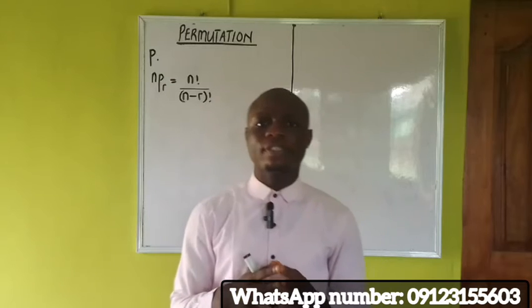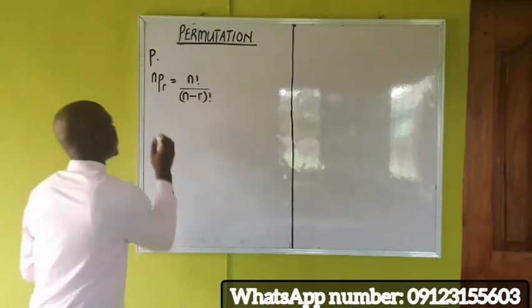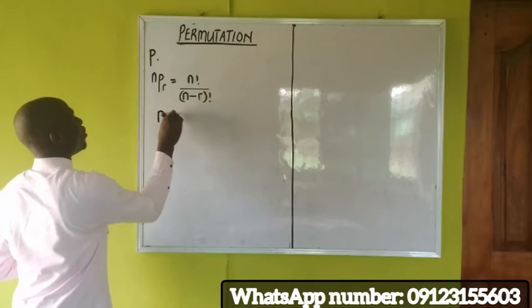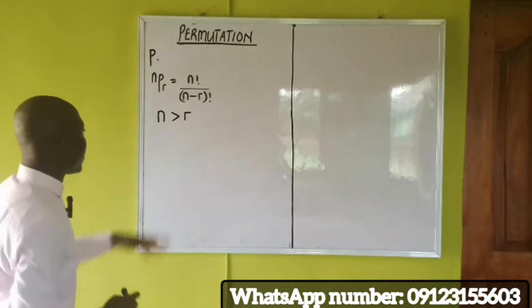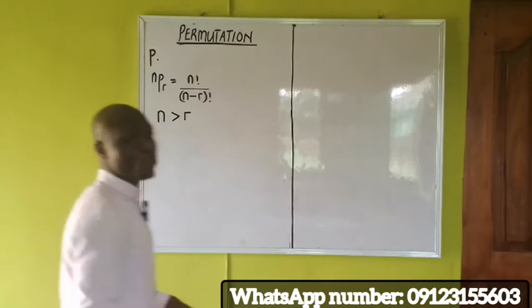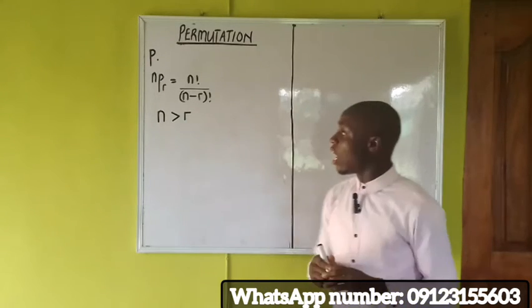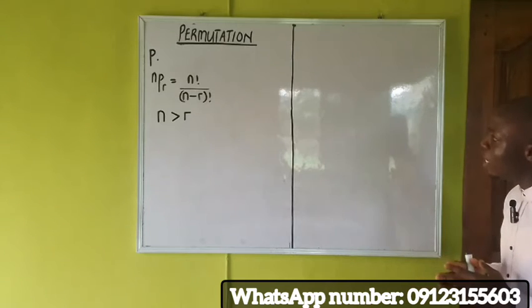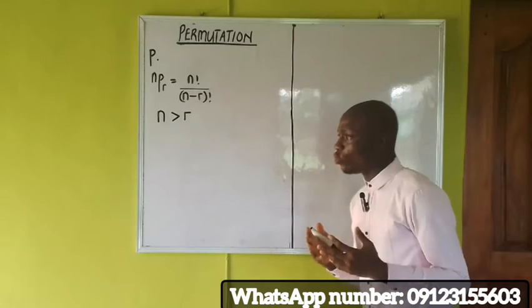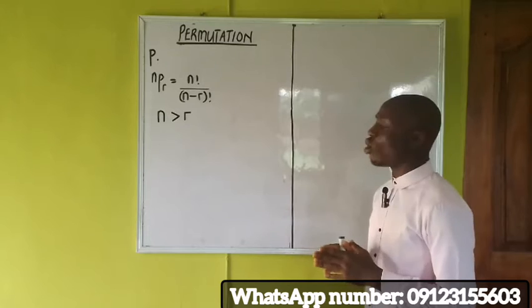Note something, please. Note that n is always greater than r. Please take this math seriously. n is always greater than r. At this point, we have been hearing factorial. Let's consider the concept of factorial.